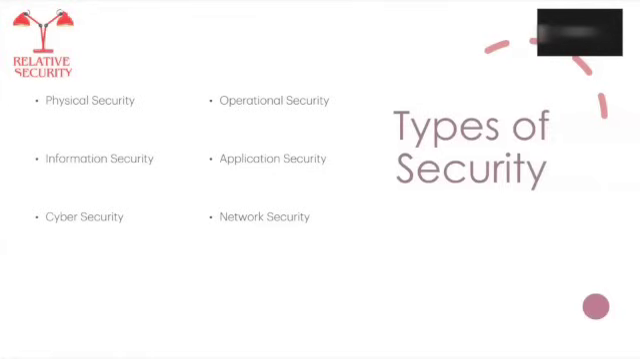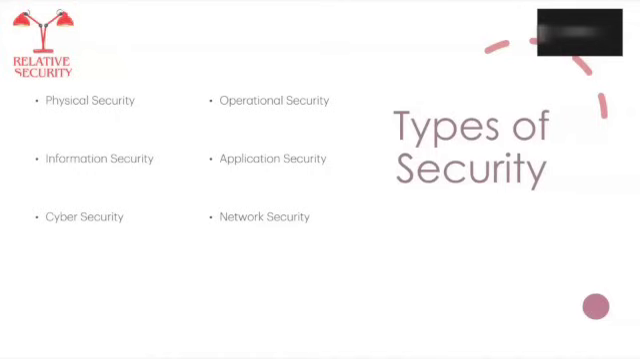Operational security is the process of protecting sensitive information that could be used by adversaries to cause harm. This is only talking about the process of protecting your sensitive information. Application security ensures that software applications are designed and maintained to prevent security vulnerabilities. And network security is to protect the integrity, confidentiality, and availability of data as it is transmitted over or accessed via the network.